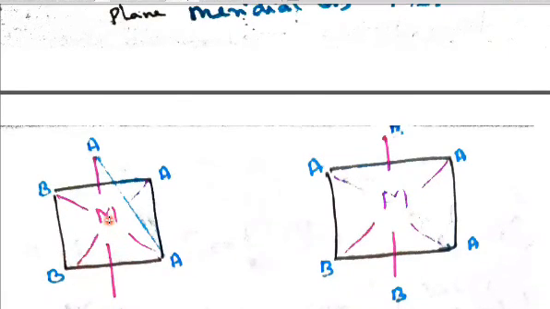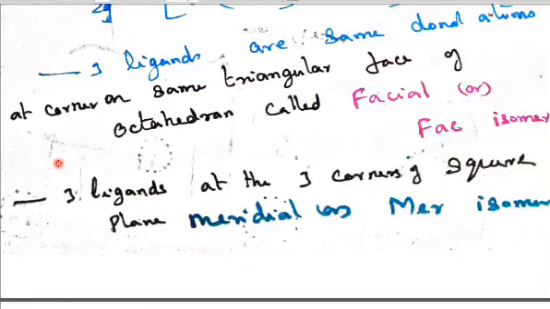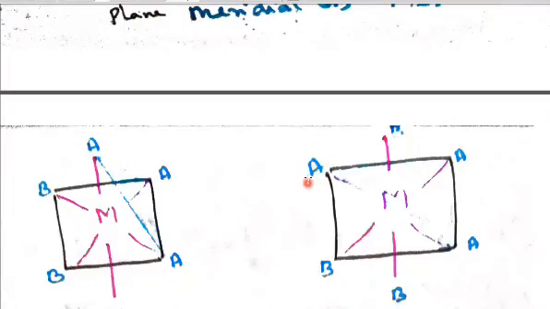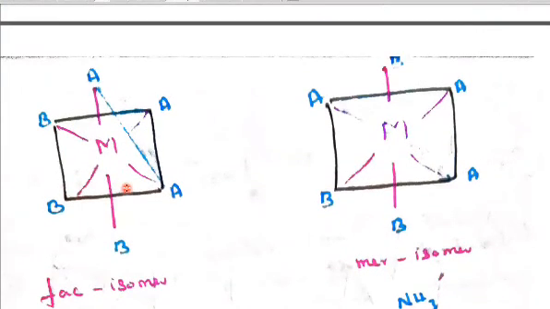Example for an octahedral complex: central metal ion at the center with A, A, A and B, B, B, that is MA3B3. I have written three A ligands and three B ligands. Here when you join the lines, you are getting a triangle. This is called the facial isomer, the fac isomer.